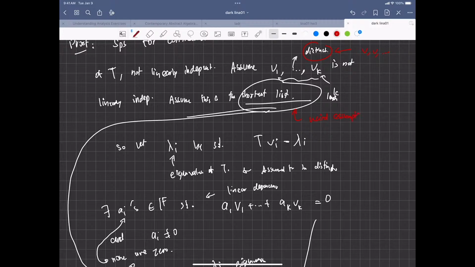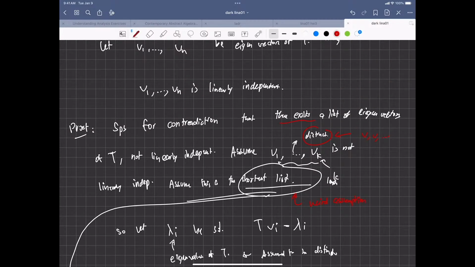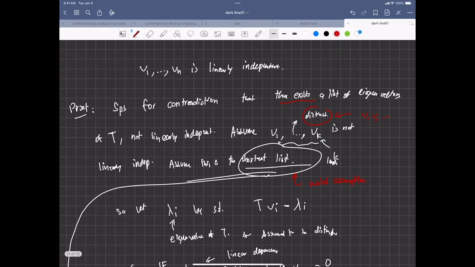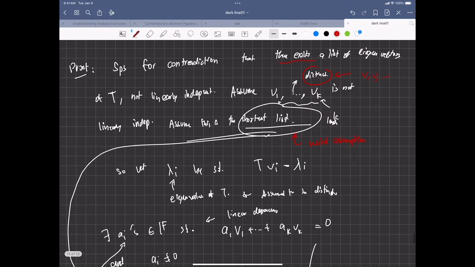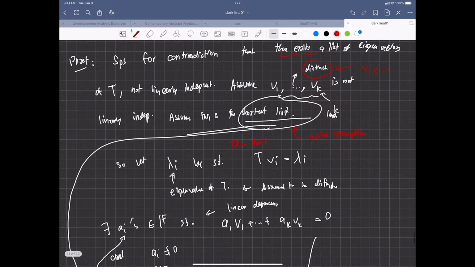But basically, the whole idea of this being the shortest list: why are we taking the shortest list, where we say there exists such a list? We want to take the shortest list because otherwise we don't really have anything to work with. If we don't take the shortest list, we just have to expand the proof a bit more, adding in steps where we throw out vectors until it is the shortest.